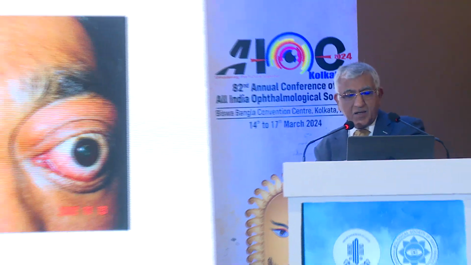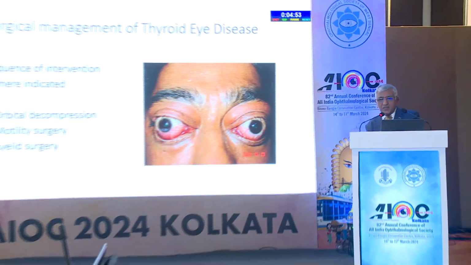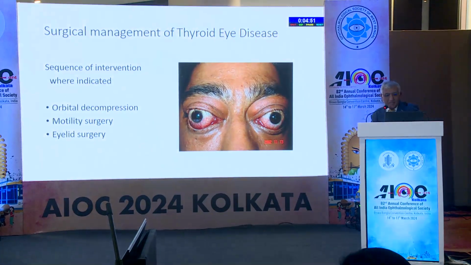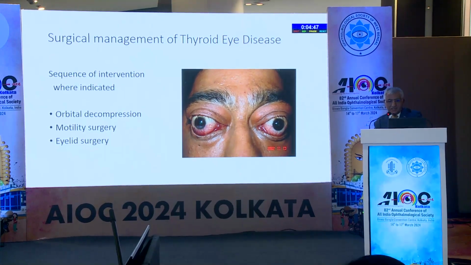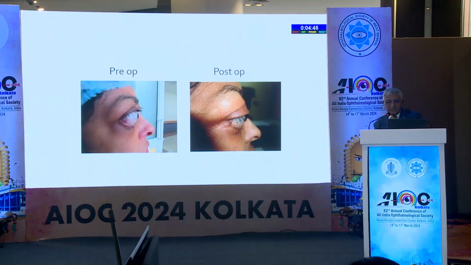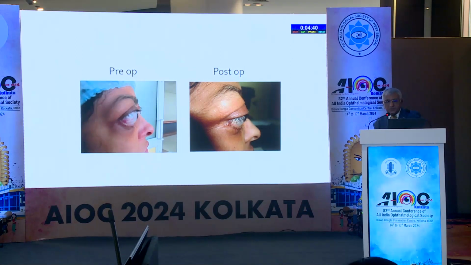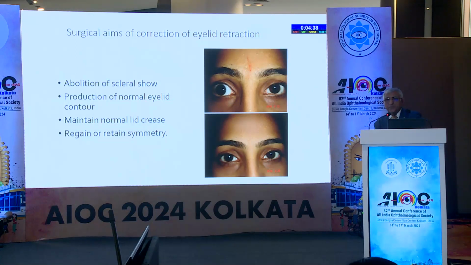The surgical management of eyelid retraction is very commonly a part of thyroid eye disease, where you follow the sequence of taking care of first the orbital decompression to get the globe in the right position, then taking care of the motility, and the eyelid surgery is the final step. So an example is this, where we take care of proptosis first before going on to eyelid retraction correction.